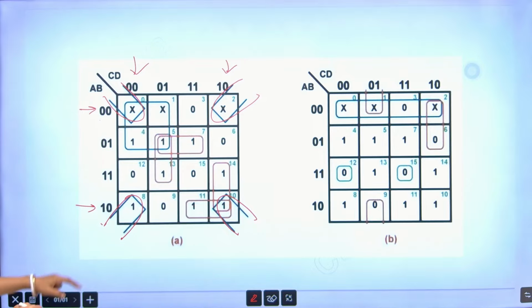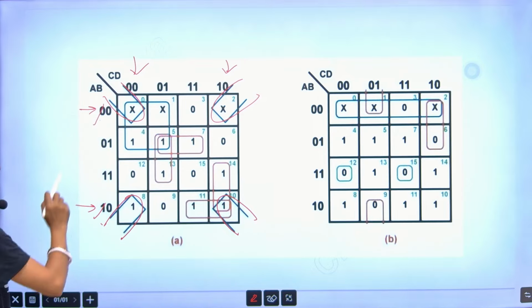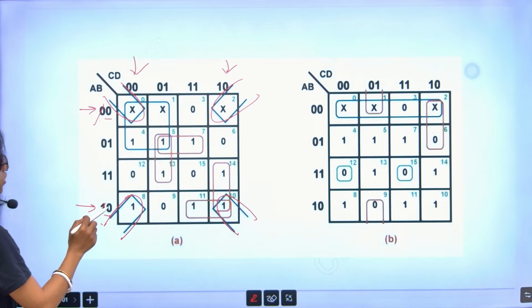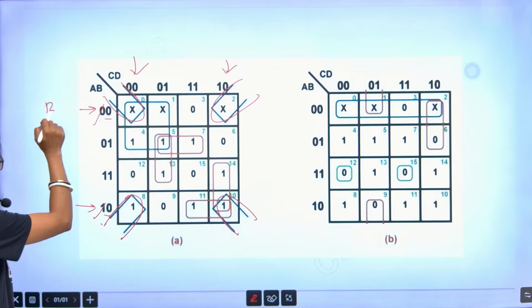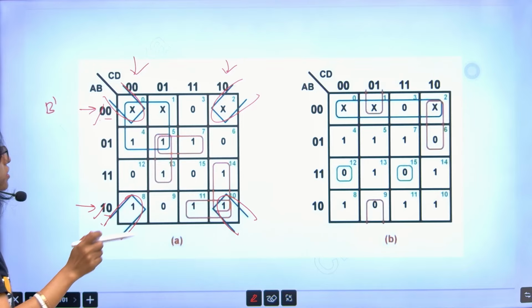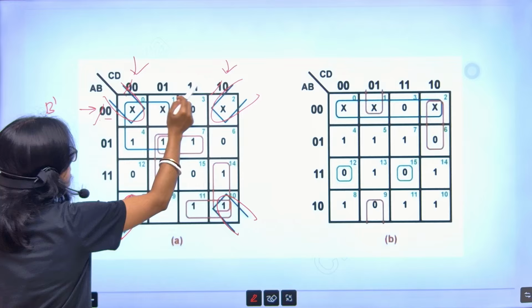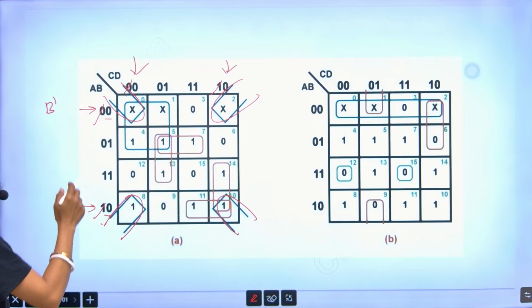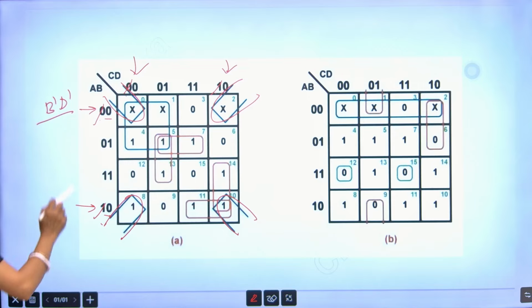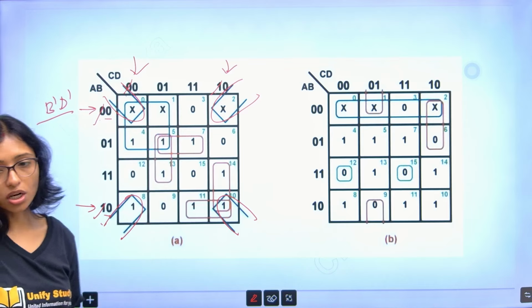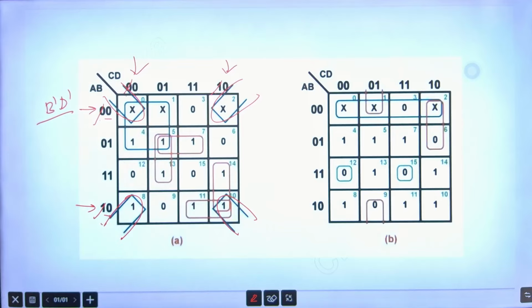Here this 0 and 1 will be cancelled. 0 1 you can cancel. 0 0 means B bar. So from here you are getting B bar. Now this column and this column involved means this 0 and 1 cancel. This 0 and 0 left means this is D bar. So you are getting B bar D bar. From all the corners wrap around, after wrapping you are getting B bar D bar. This is the way you need to find out the expression.